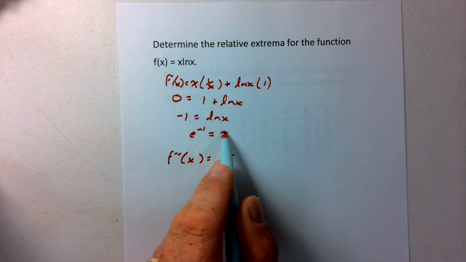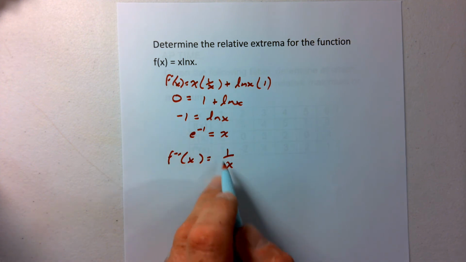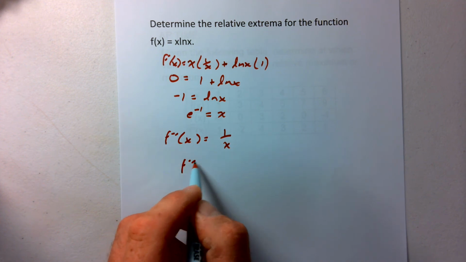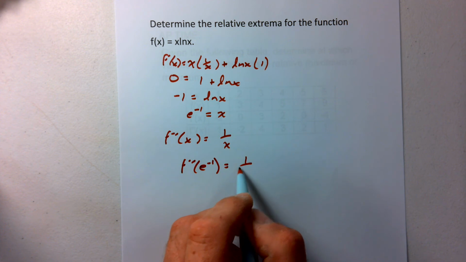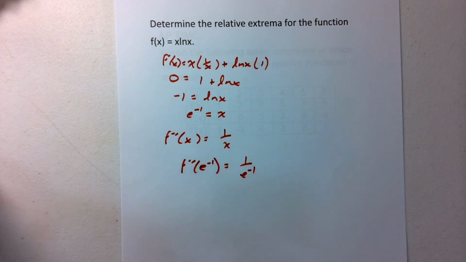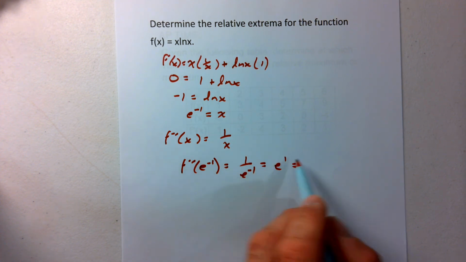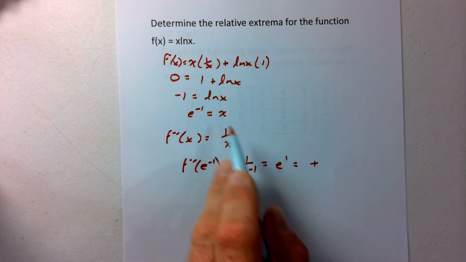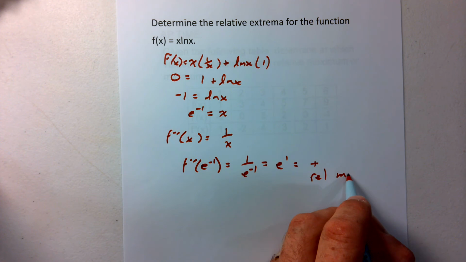So we have one value that could be a relative max or a min, and we have one nice, clean, easy second derivative. So we're going to find our second derivative at e to the negative first. I'm going to plug that in. I get 1 over e to the negative first. If you don't like that, we can change that to a positive as e to the first, and e to the first, that's a positive value. So since we have a positive value when the first derivative was equal to 0, we have a relative minimum.